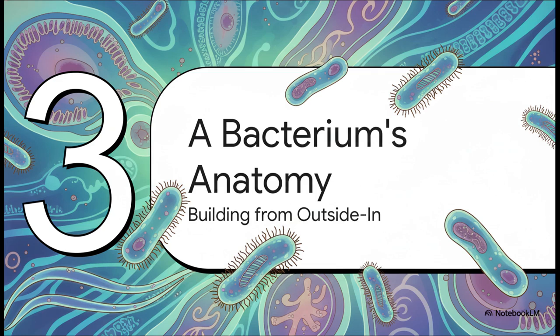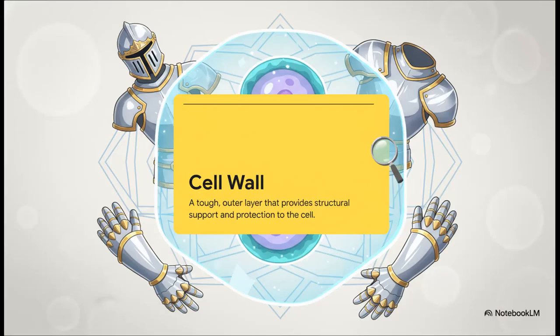Okay, let's start with the anatomy. To make this super clear, we're going to work our way from the very outside layer and move inwards. It's the most logical way to build our understanding. First up, you've got the cell wall. I want you to think of this as the bacterium's suit of armor. Seriously, it's this tough, rigid outer layer that gives the cell its shape and, more importantly, protects it from all the crazy stuff in the outside world. It's all about that crucial structural support.